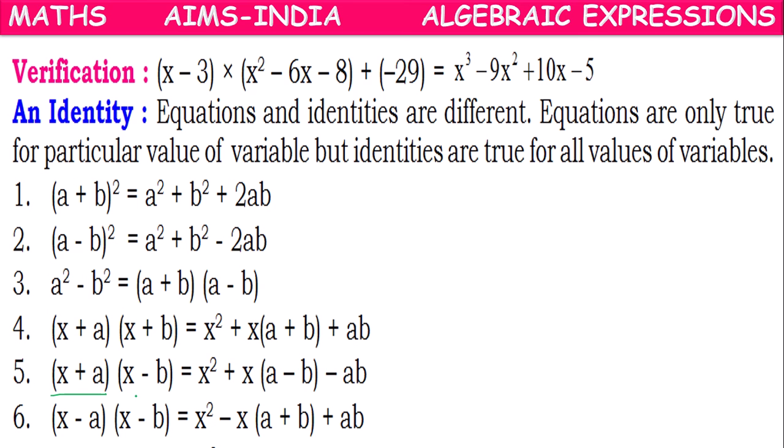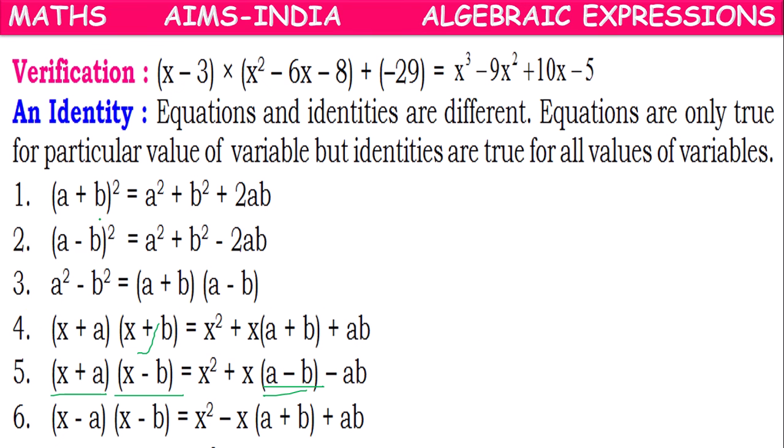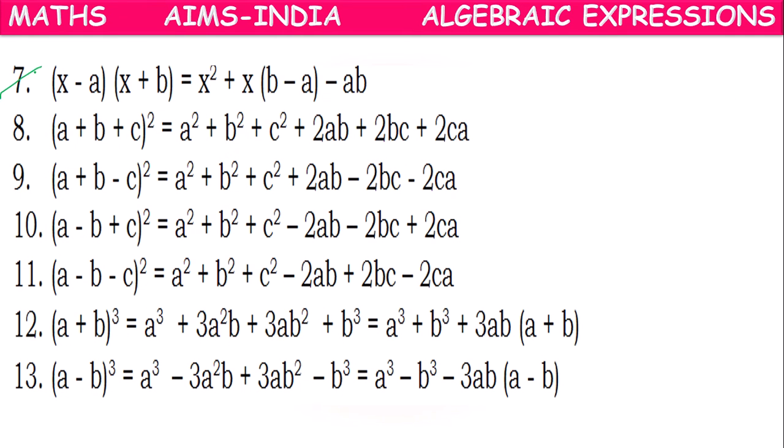If in the factors we have minus in the second factor, then a minus b will come. If we have minus in the first factor, b minus a will come. That we have to remember. These four, this fourth one, fifth one, sixth one, and seventh one belong to one category, children. You have to remember them separately.